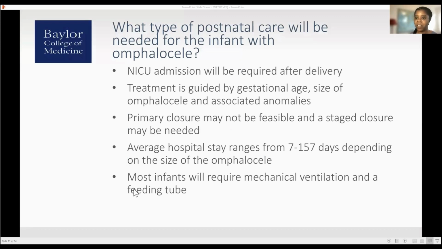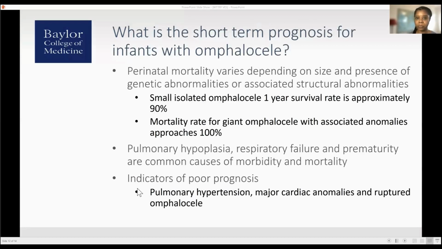Even in the setting of an isolated omphalocele that has a straightforward closure, most infants will still require some period of mechanical ventilation and a feeding tube. So the perinatal mortality in case of omphalocele really depends on the presence of genetic abnormalities, structural abnormalities, the size of the omphalocele, and the complexity of the postnatal procedures. But in the case of a small isolated omphalocele, the 1-year survival rate is approximately 90%. And in comparison to giant omphalocele with associated anomalies, the mortality rate can reach 100%.